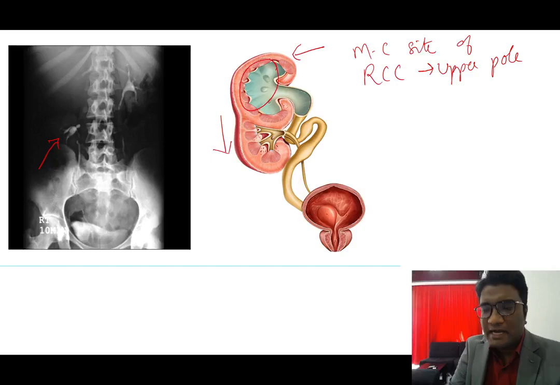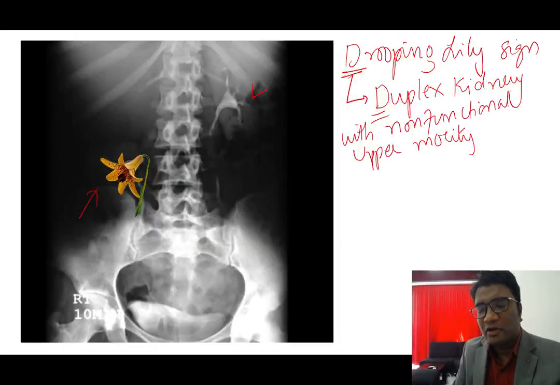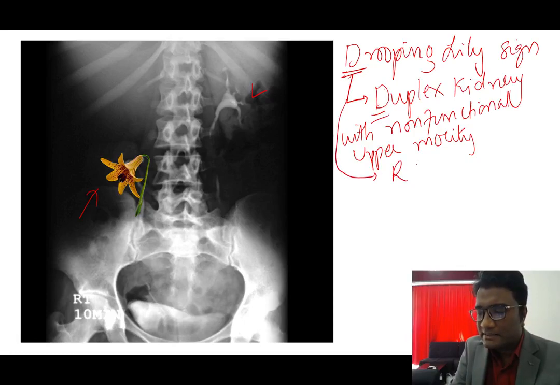So even when you have a renal cell carcinoma, elderly, male, smoker, hematuria, all those clues were given, right? Even the history was sufficient to answer it as RCC. And the mass which arises from the upper pole usually pushes the lower part of the leftover pelvicalyceal system downward. And this will give you the appearance of a drooping lily. So drooping lily sign is seen with duplex kidney with non-functional upper moiety, also with RCC, renal cell carcinoma, which usually arises from the upper pole of the kidney. So please remember this drooping lily sign.